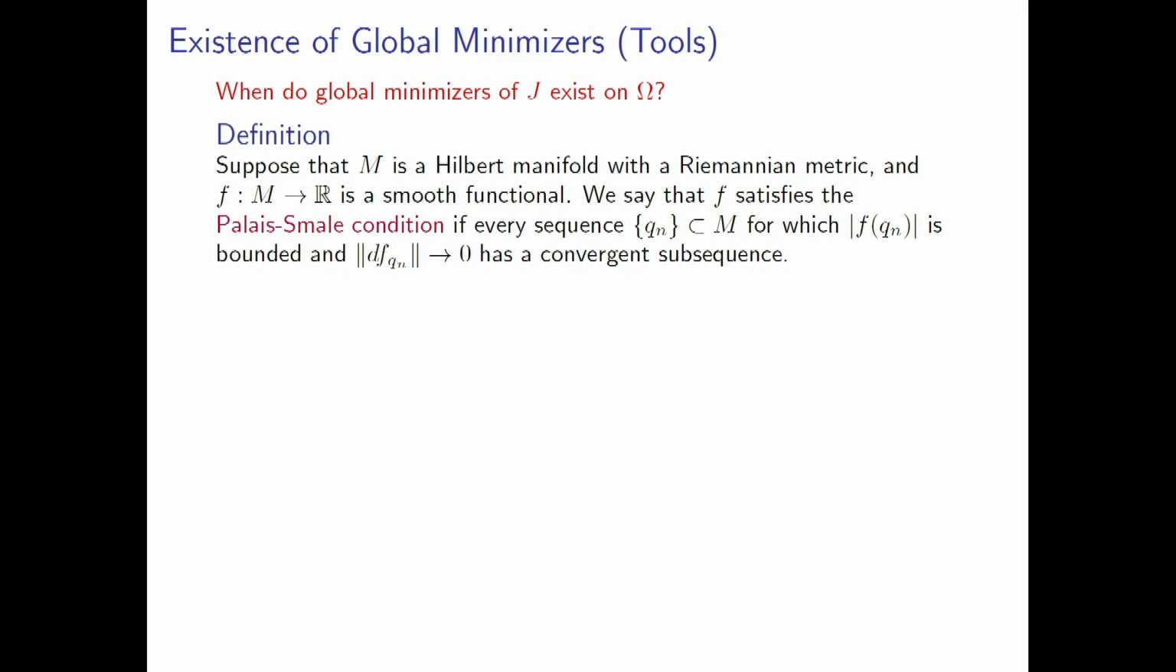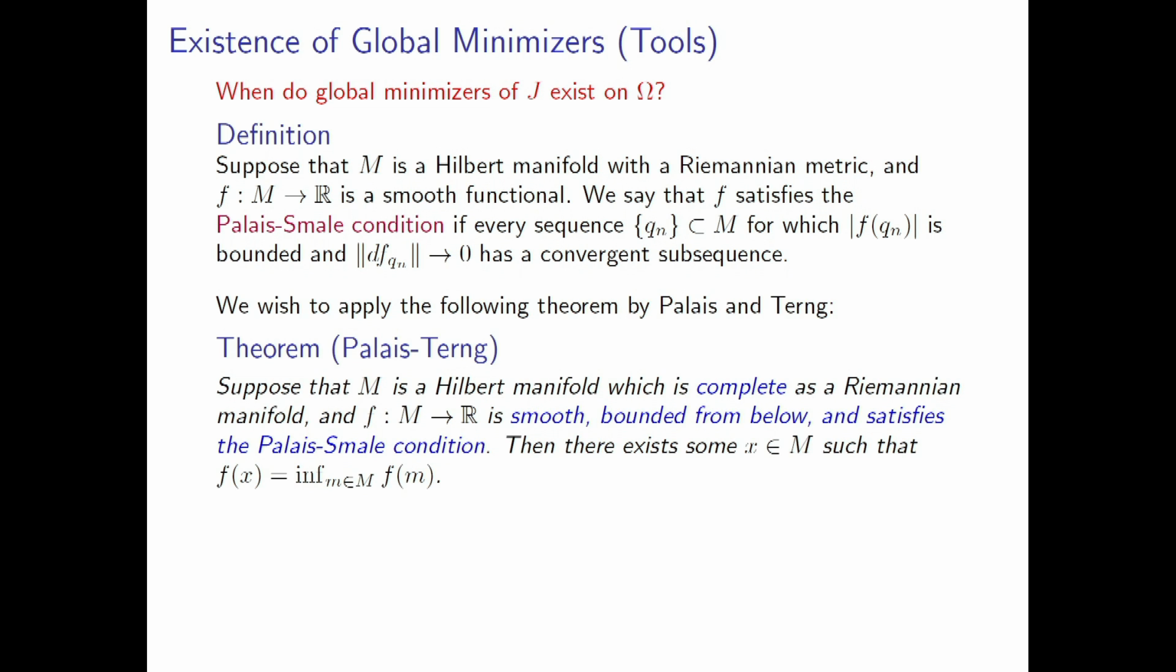Yes, we say that F satisfies the Palais-Smale condition if every sequence q_n on M, for which the absolute value of F at q_n is bounded and the differential of F at q_n, in the norm induced by the Riemannian structure, goes to 0, has a convergent subsequence. So we wish to apply this result in our context.